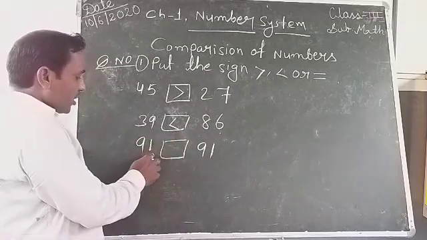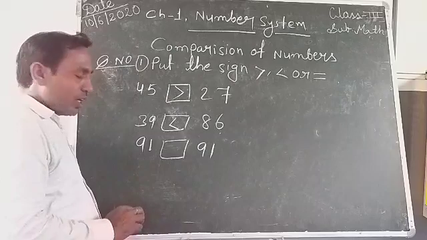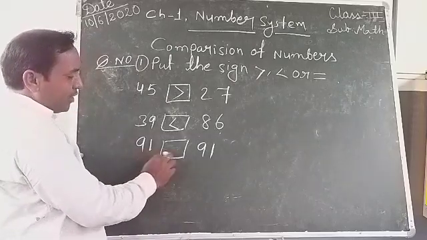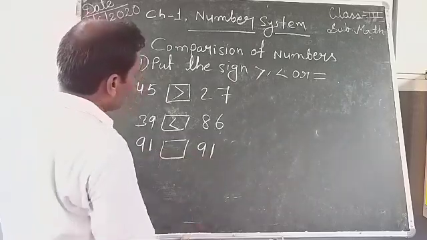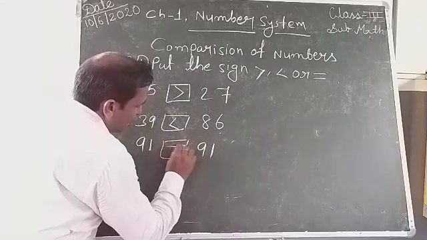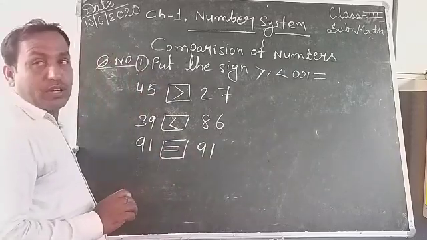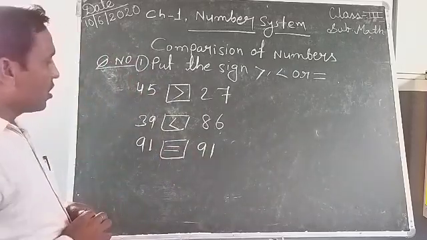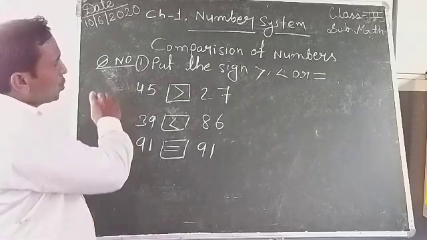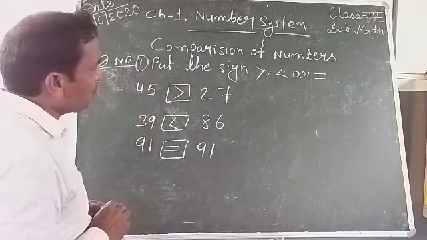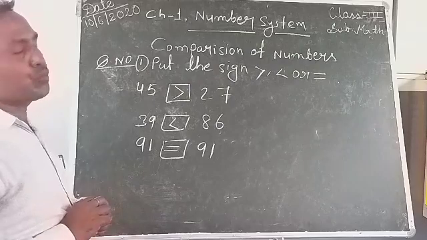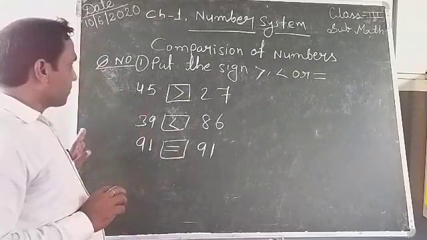Again, here both side numbers are equal. It means here is 91, here is 91. So you put the equal sign, both sides are equal numbers. This type of comparison shows which one is greater, which one is smaller and which ones are equal numbers.